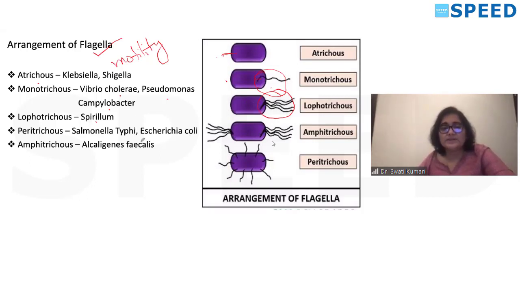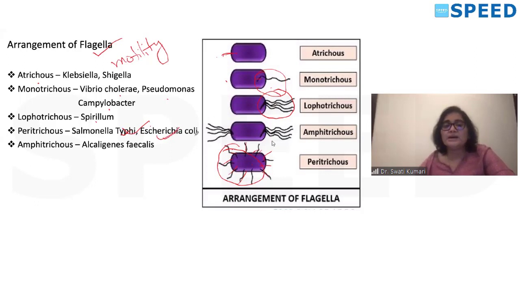Peritrichous, which we see in Salmonella typhi or Escherichia coli. This is the example. Peritrichous: throughout the body, the flagella is present. So that is called peritrichous, which we see in Salmonella typhi or Escherichia coli.